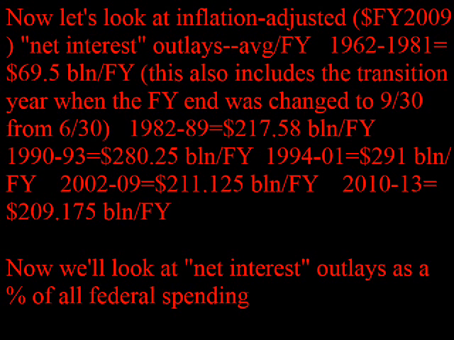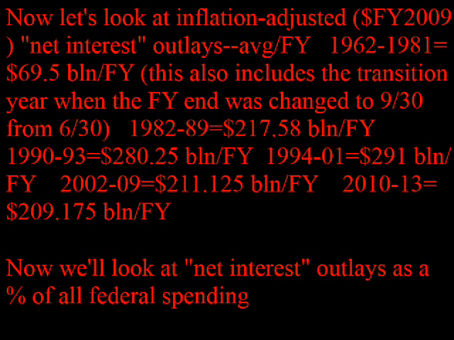During Reagan, from 1982, fiscal years 82 to 89, first 6 years a Republican Senate, last 2 years a Democrat Congress entirely, $217.58 billion per fiscal year, and you'll see that's a lot. That was a good chunk of all federal spending. Clinton even got hit with this too. Even harder. 1990 to 1993, George Herbert Walker Bush, it was over $280 billion per fiscal year. Fiscal year 1994 through 2001, $291 billion per fiscal year.